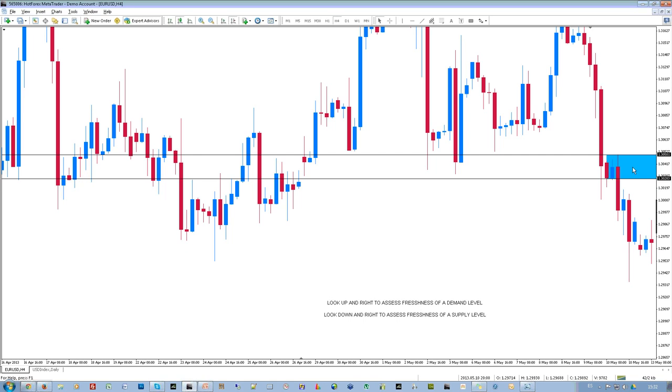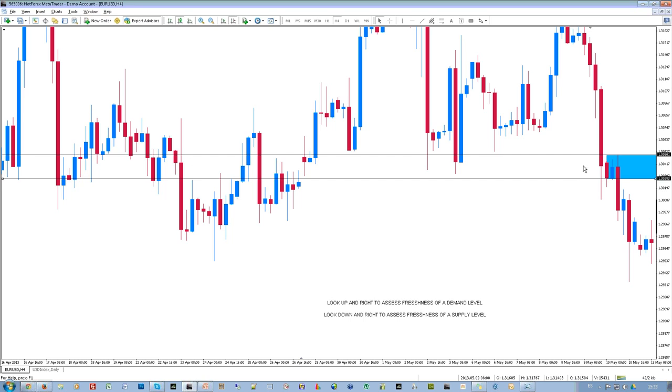Because we know now that this level is fresh, because we look right, we look up. But in order to know if this level is original or not, we need to do something different. We need to look for a supply area. We need to look up and left, because left is the historical price on that price chart. The right is the future. So to know how original it is, we look up and left.